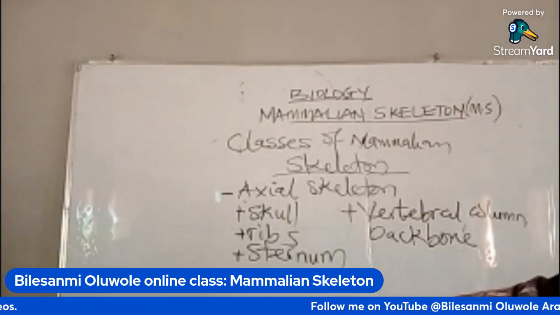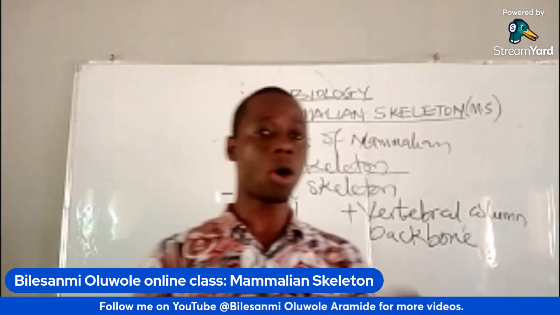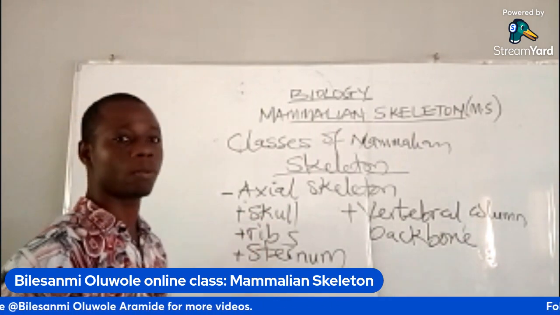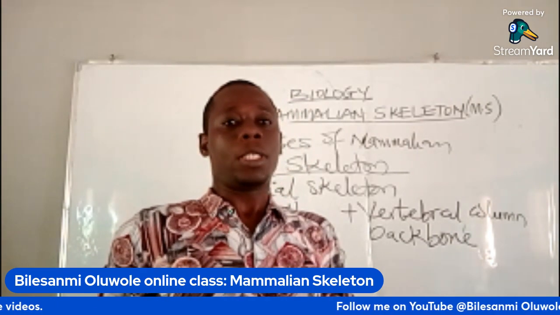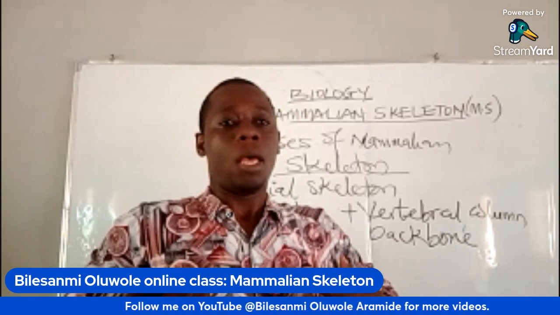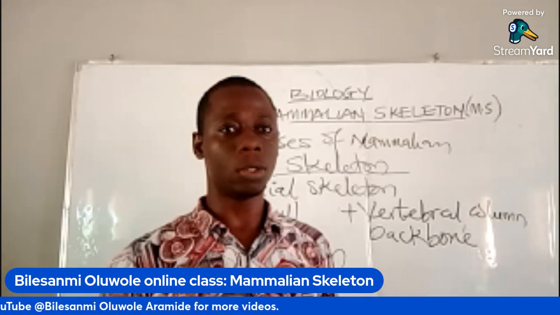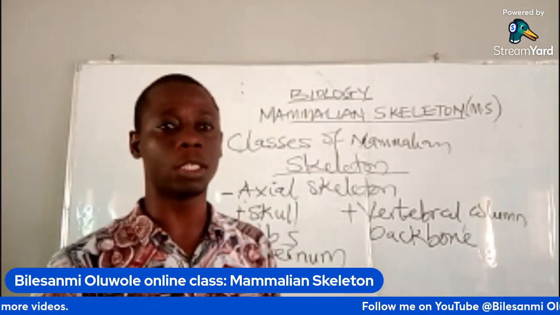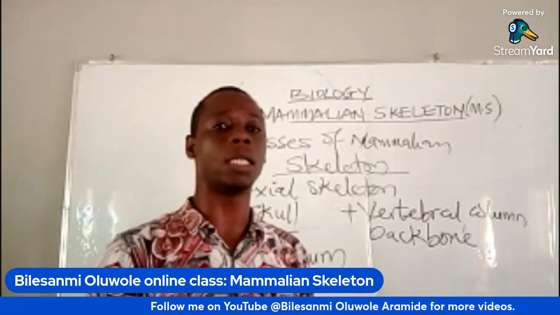Now let us look at the functions of the ribs. If we breathe in, you will notice that your chest moves upward, and the ribs also, and by the time you breathe out, it moves downward and inward. That means the ribs partake in what? In gaseous exchange. So it is also an important part that helps us in breathing in and breathing out.